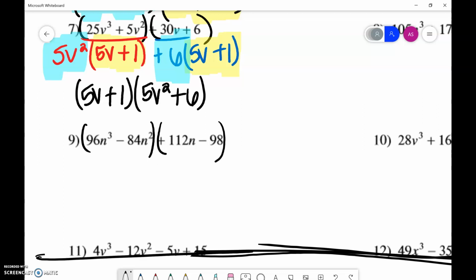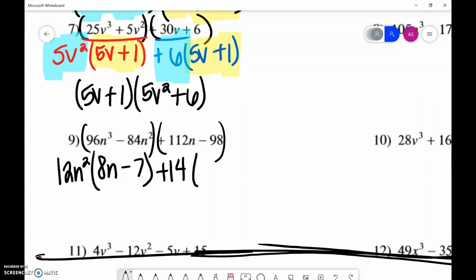Okay, so my GCF here will be 12n squared. Okay, then I'm asking myself, what times 12n will give me 96? That's going to be 8n. Then what times 12n will give me negative 84n squared? That's going to be negative 7. Then I'm going to ask myself my GCF for 112n to 98. That's going to be 14. So I'm going to put plus 14.